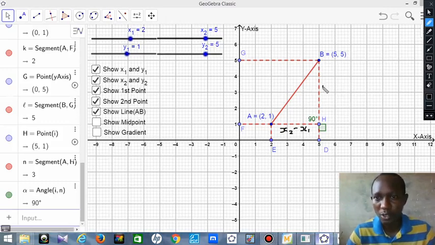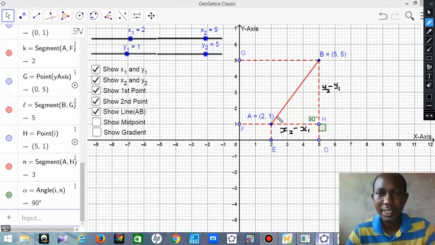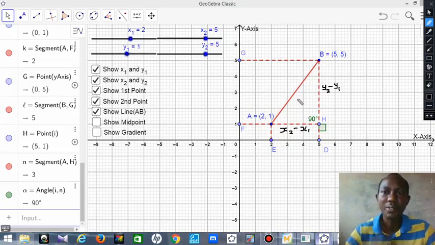So when you say y2 minus y1, you can see y1, which is 1, will be this distance. That is this distance, and the distance we need now is AB. This is the distance we need, AB, that is the line. So if you get this approach, you have no problem. It's the formula we need. If you can get the formula, you are okay.